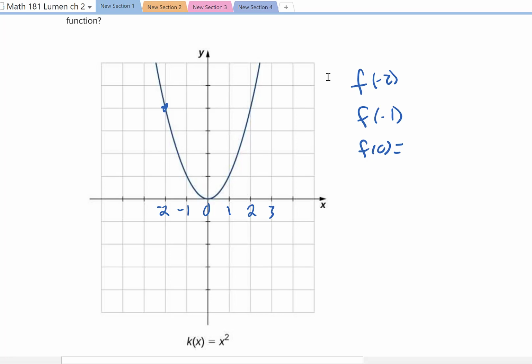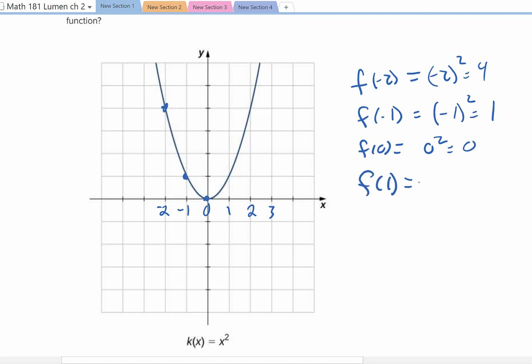If we look at f of negative 2, that's going to be negative 2 quantity squared, which is 4. F of negative 1 would be negative 1 squared, which is 1. F of 0 is 0 squared, which is 0. And there's our 4, here's our 1, here's our 0. If we look at f of 1, that's going to be 1 squared, which is 1. F of 2 is 2 squared, which is 4.